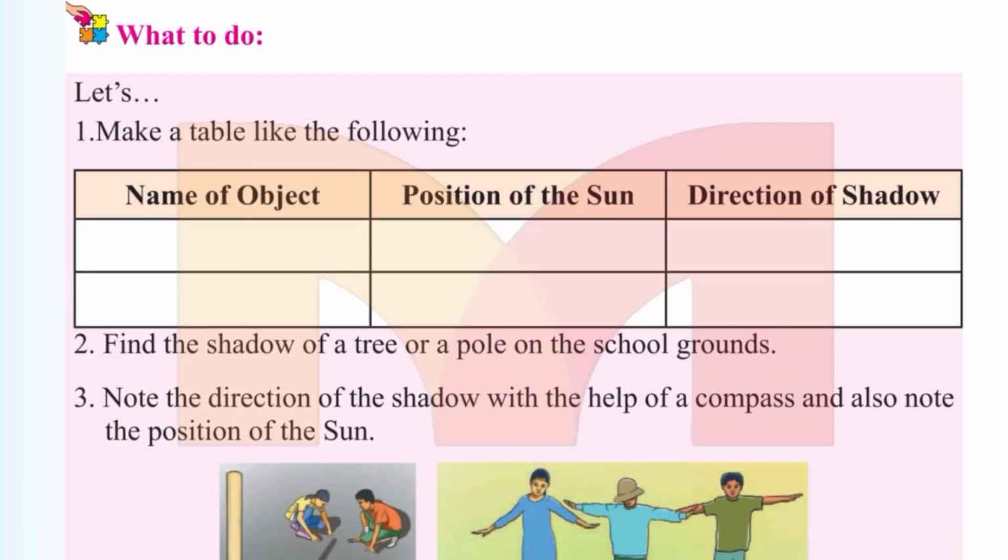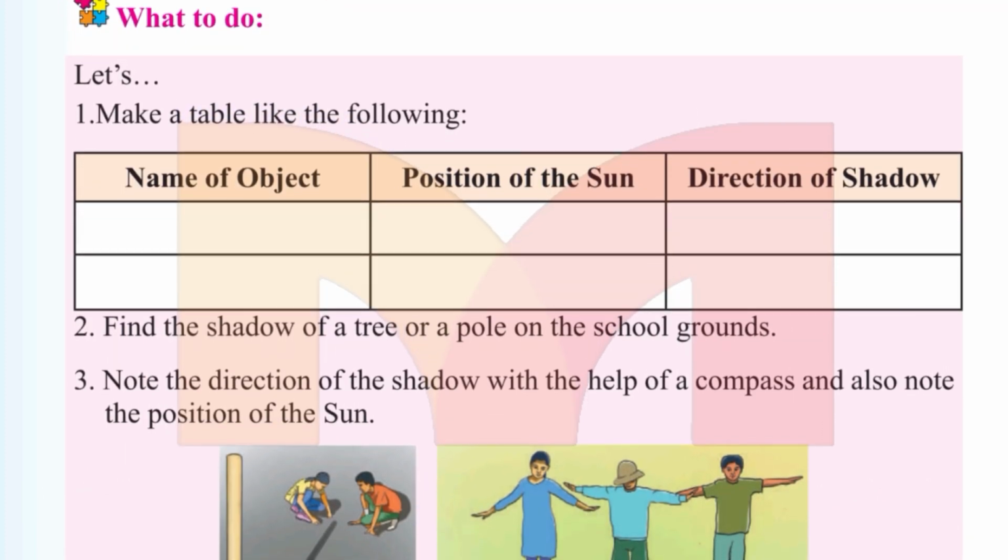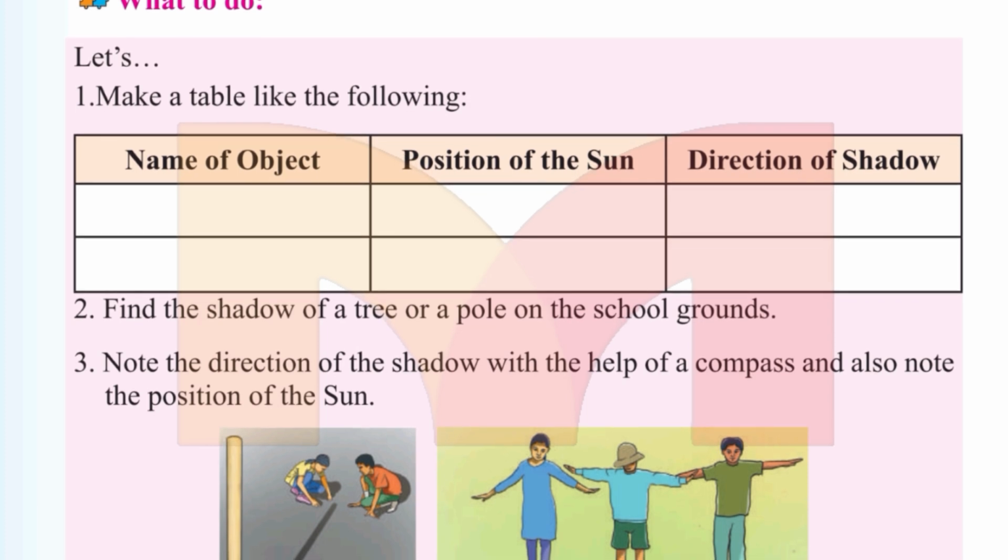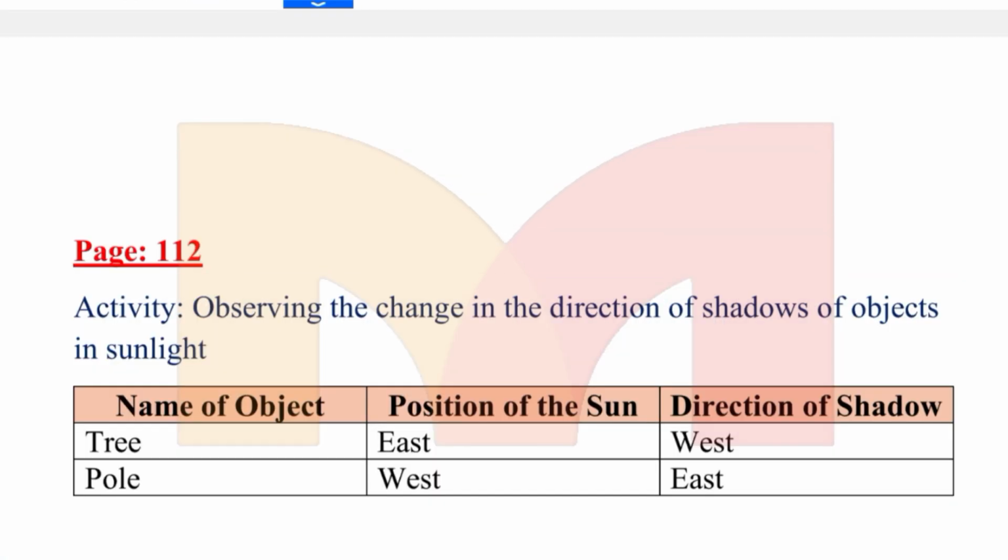I am not reading the instructions. I'm directly going to the answer. So let's see the answer. Here is the answer. Name of object: tree, pole. Position of the sun: east, west. Direction of the shadow: west, east.